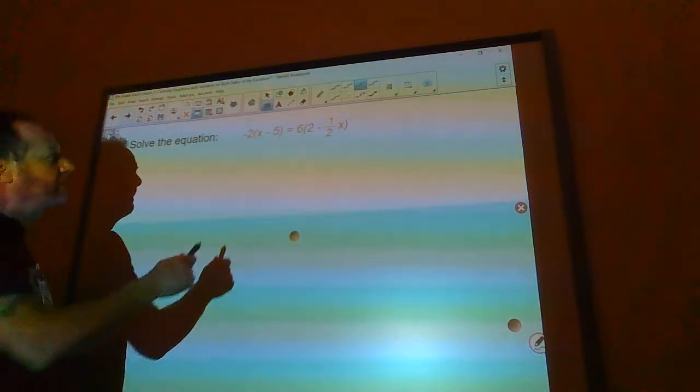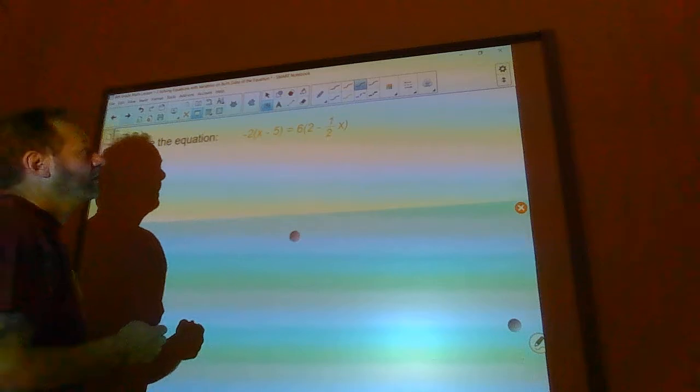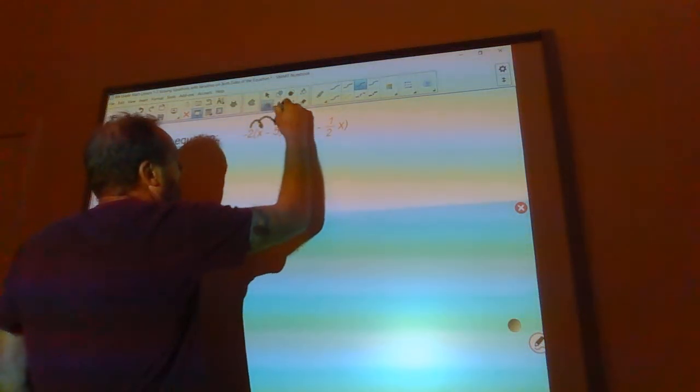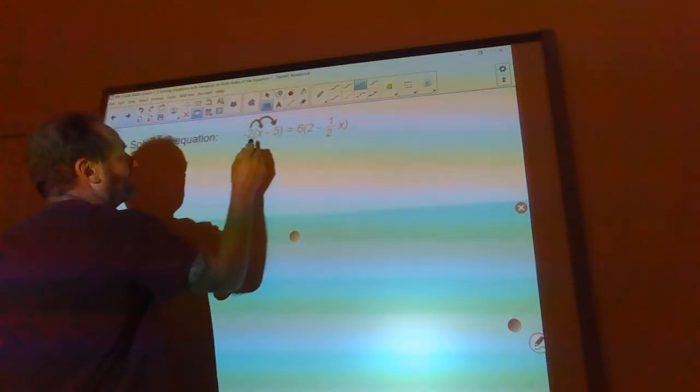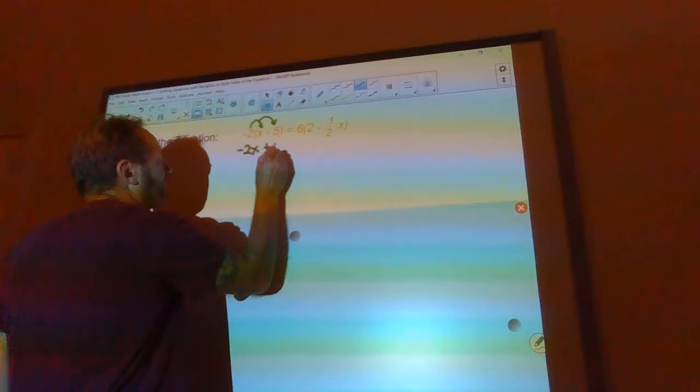Okay, now this is another simple problem, except I've got a little bit of extra work to do because I've got parentheses and I've got numbers outside I need to distribute. So I need to take this negative 2 and distribute it inside here. So negative 2 times x is negative 2x. Negative 2 times negative 5 is positive 10.